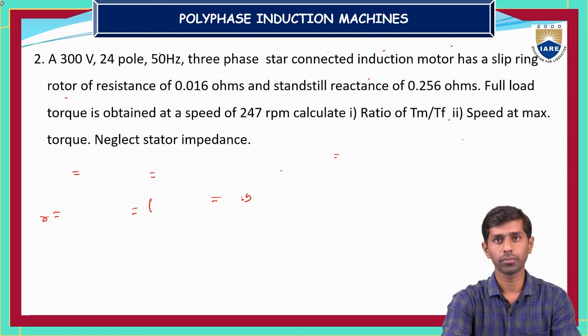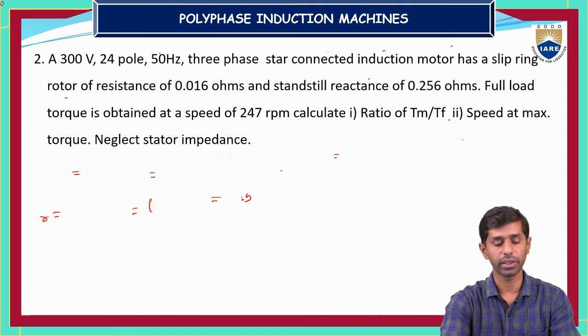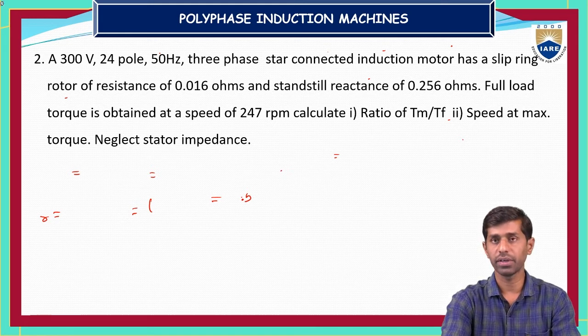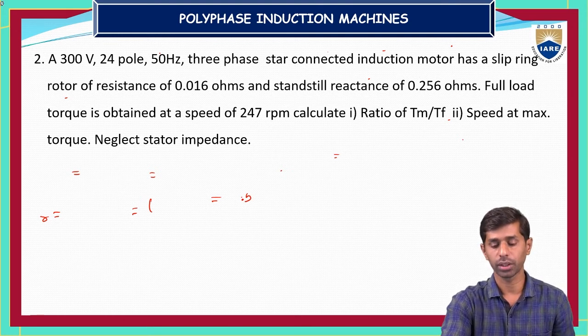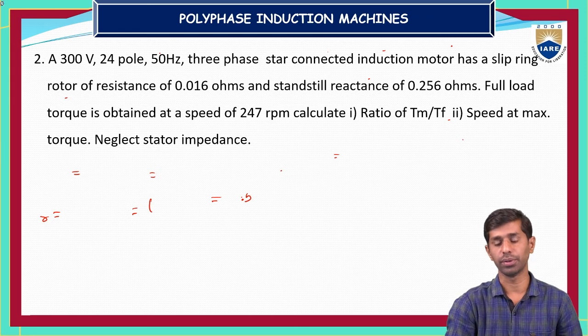Another problem: a 300 volts, 24 poles, 50 Hz, 3-phase star connected induction motor has a slip ring rotor of resistance 0.016 ohms and standstill reactance of 0.256 ohms. Full load torque is obtained at a speed of 247 rpm. Calculate the ratio of maximum torque to the full load torque, and the speed at maximum torque. Neglect stator impedance.